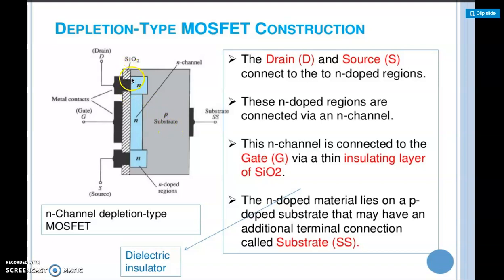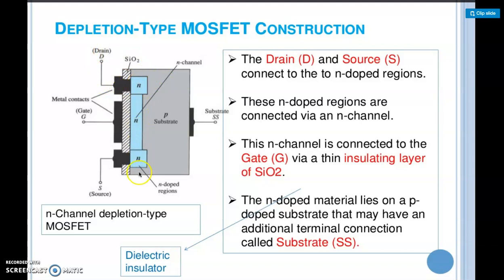On one side of the P substrate, we diffuse two N-doped regions. One of the doped regions is the source. We take out a terminal from the bottom doped region, a metallic contact, that is the source. From the other N-doped region, we take out one more metallic contact, which is referred to as the drain.